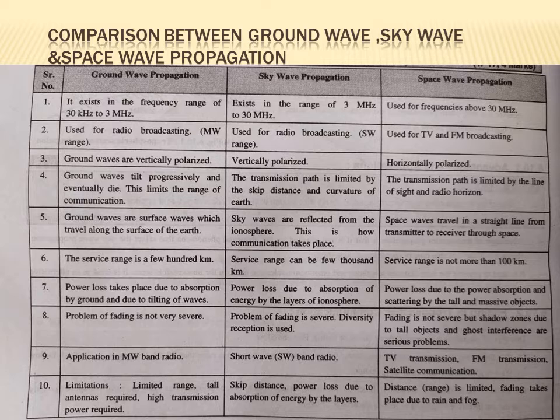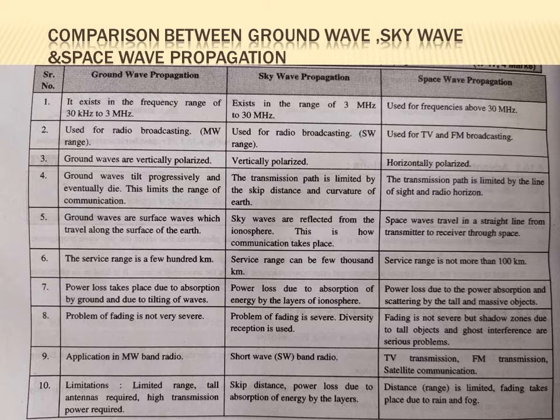So first point is the frequency range. The frequency range for the ground wave propagation is 30 kilohertz to 3 megahertz. The frequency range for the sky wave propagation is 3 megahertz to 30 megahertz. And last one is the space wave propagation. For space wave propagation, the frequency range is above 30 megahertz.